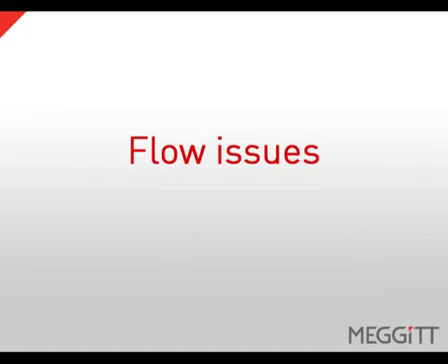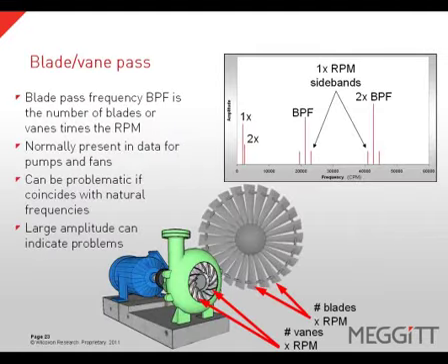Blade or vane pass frequency is the number of blades or vanes times the RPM of the machine. This frequency is normally present in the data for pumps and fans. It can be problematic if it coincides with natural frequencies of the system. Large amplitudes of these frequencies can indicate a problem.